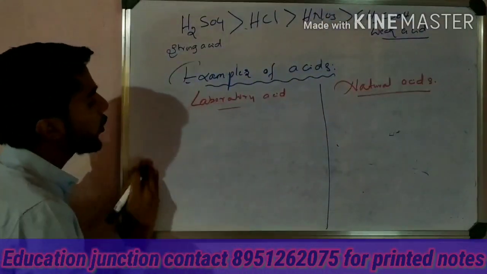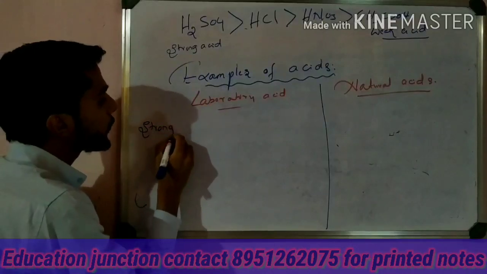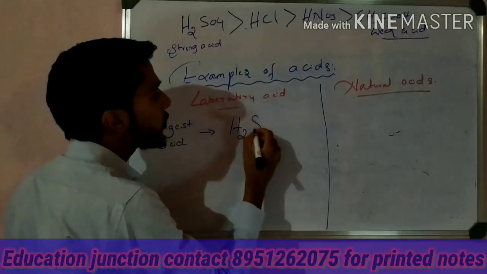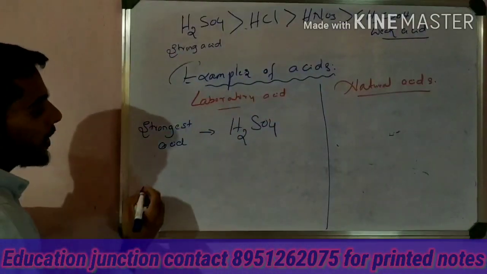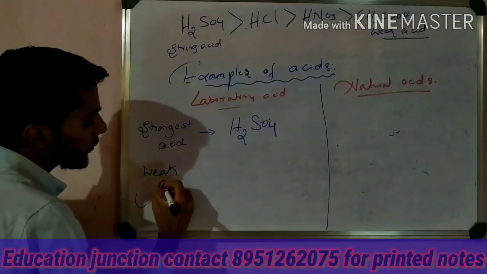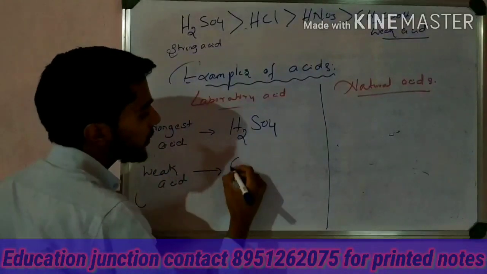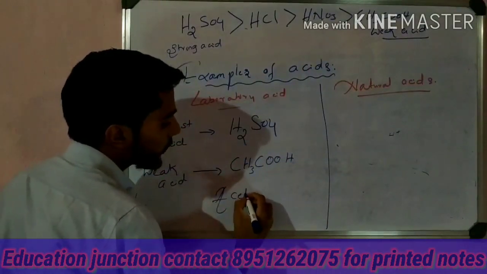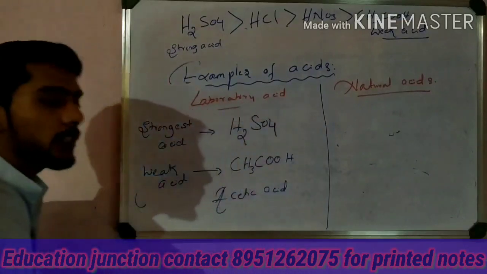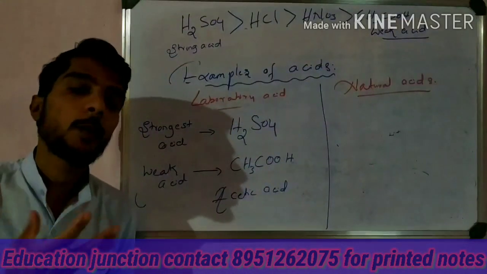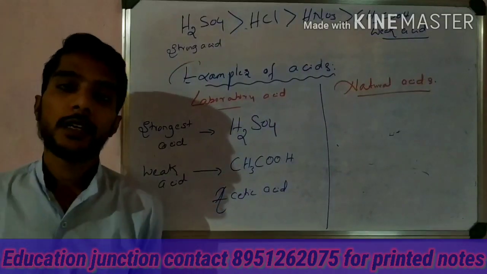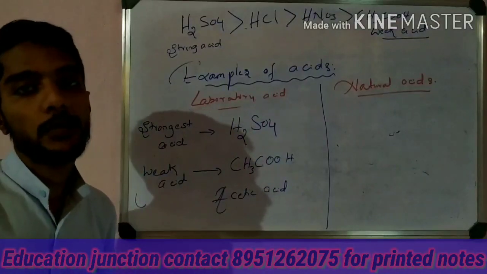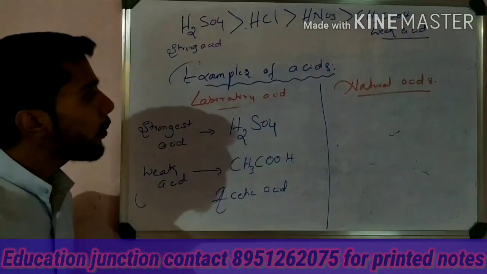One very important point you have to remember: the strongest acid is H2SO4, that is sulfuric acid, and the weak acid is CH3COOH, that is acetic acid. These are very important basic points you have to remember about acids. When we learn about acids, we have to know what the acids are, examples of acids, and which is strong and which is weak. So this is all about the acids.